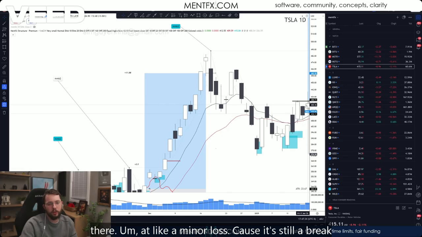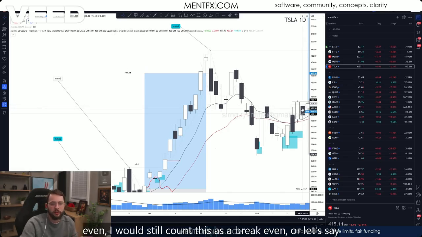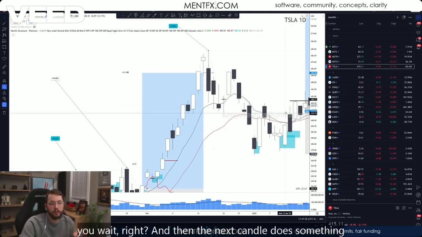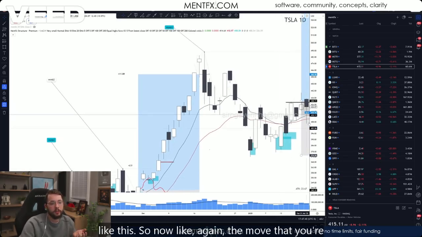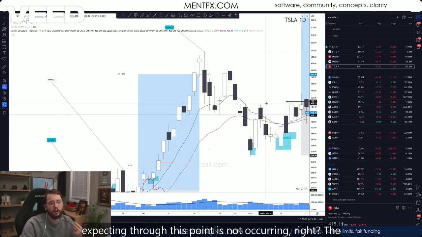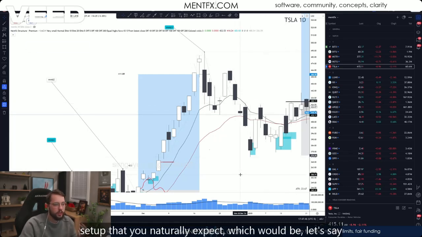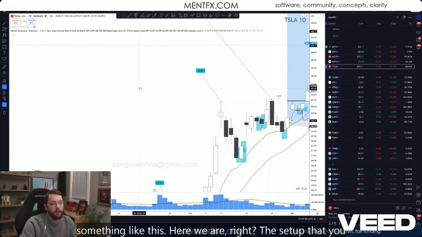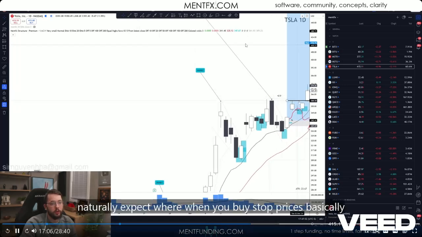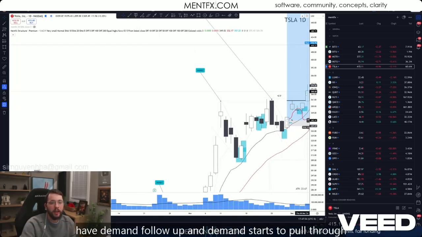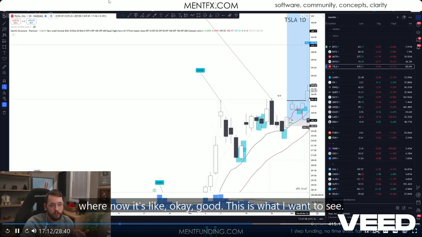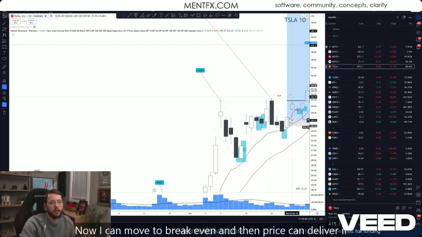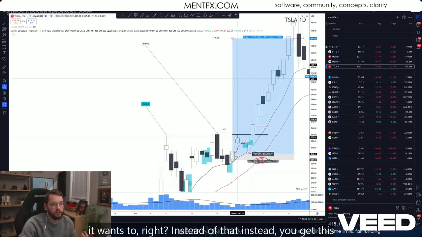At that point, you can already make the conscious choice to just close the entire trade right there, at a minor loss, because it's still a break even. I would still count this as a break even. Or let's say you wait, and then the next candle does something like this. So again, the move that you're expecting through this point is not occurring. The setup that you naturally expect, which would be something like this, where when you buy stop, prices basically have demand follow up and demand starts to pull through, where now it's like, okay, good, this is what I want to see. Now I can move to break even and then price can deliver if it wants to.